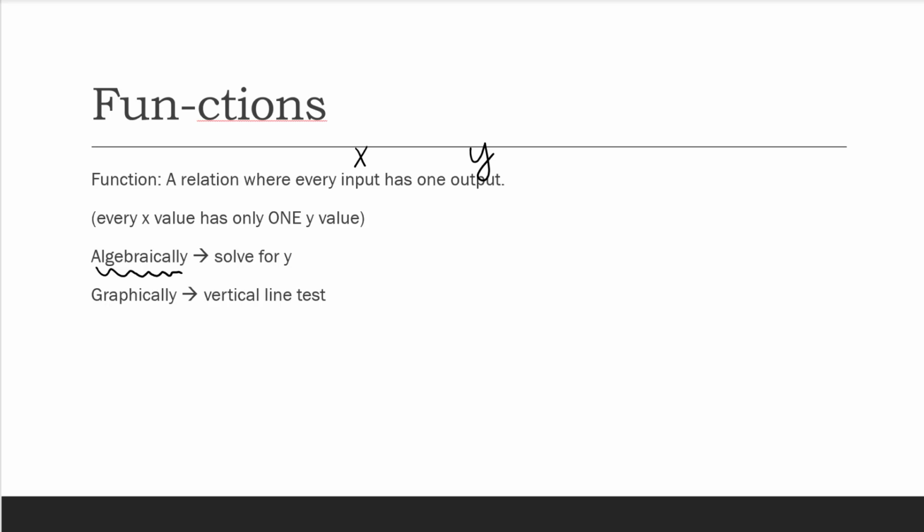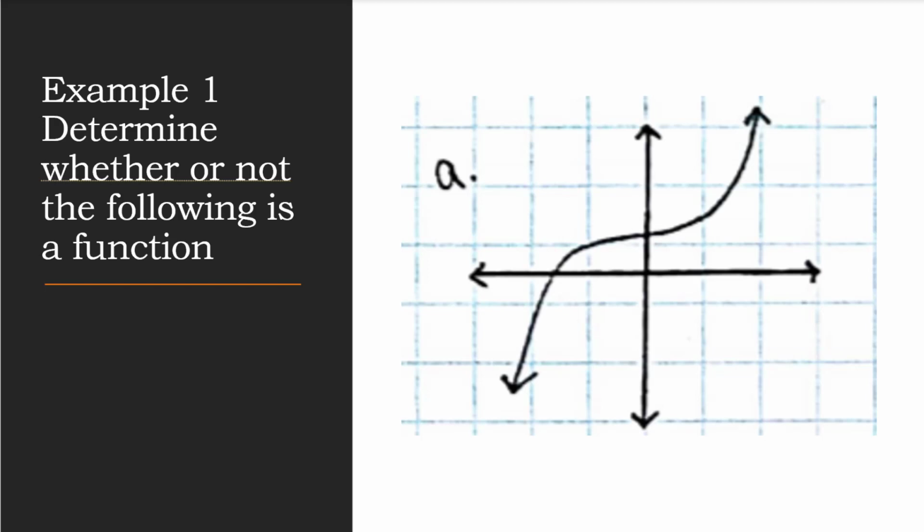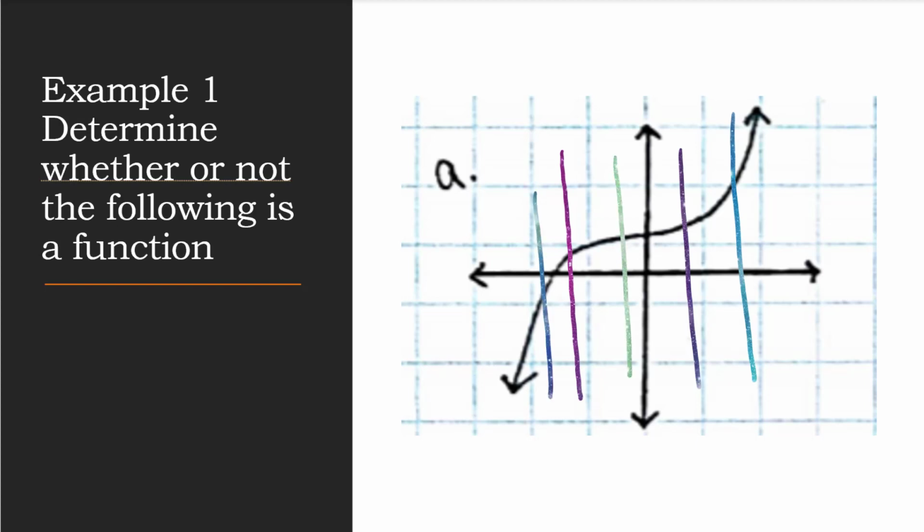We can also solve graphically, where we can take that relation, we can graph it, and we can use a vertical line test. Let's look at some examples. Example 1. Determine whether or not the following is a function. So you can see that we are given an actual graph on the right hand side. So I'm going to use the vertical line test. When I use a vertical line, and I know that these are not perfect vertical lines, what we're doing is we're trying to identify how many times the vertical line actually touches the relation. As long as there's only one point of intersection for each vertical line, then that means that we can identify and name the relation a function.